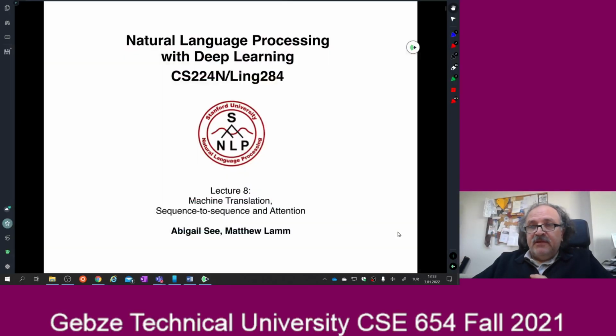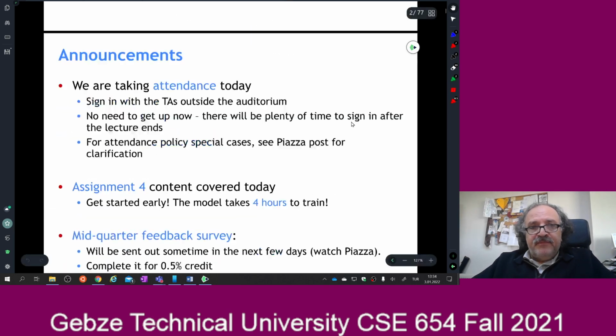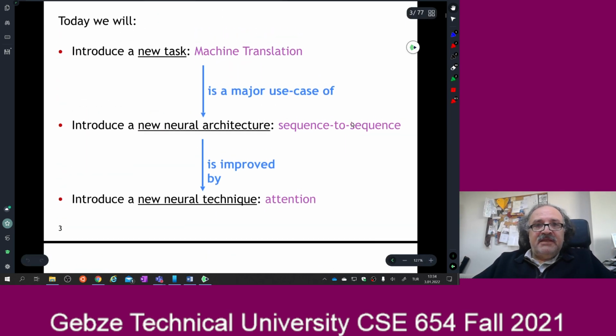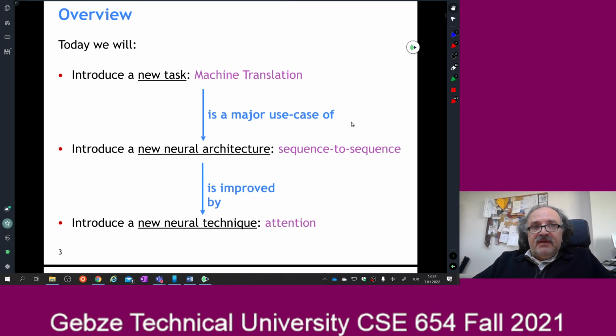Today's lecture. Today we will be talking about machine translation. As always, most of the time I am using these slides from the Stanford NLP group, and this is the overview. Machine translation, and machine translation is one of the important.